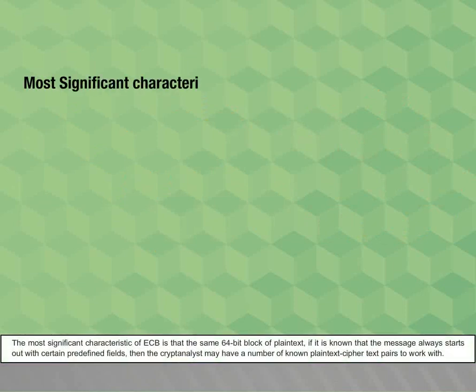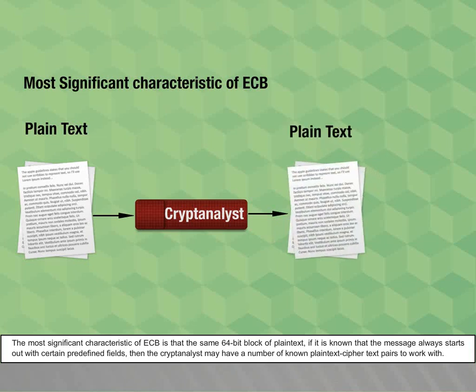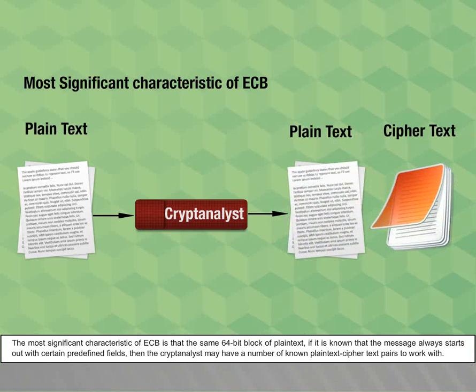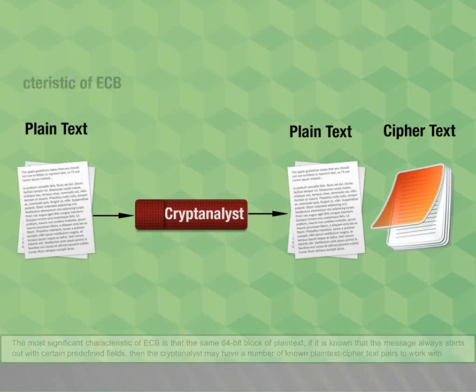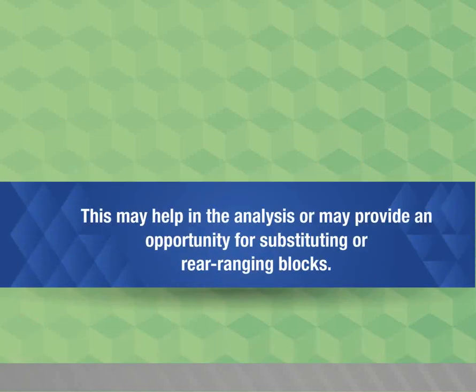The most significant characteristic of ECB is that the same 64-bit block of plaintext always produces the same ciphertext. If it is known that the message always starts out with certain predefined fields, then the cryptanalyst may have a number of known plaintext-ciphertext pairs to work with. If the message has repetitive elements with a period of repetition of a multiple of 64 bits, then these elements can be identified by the analyst. This may help in the analysis or may provide an opportunity for substituting or rearranging blocks.